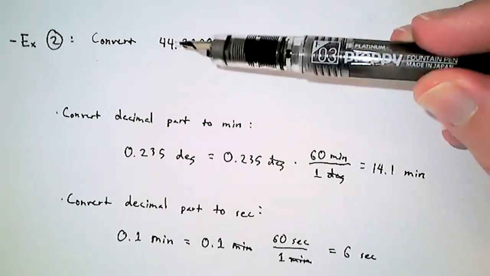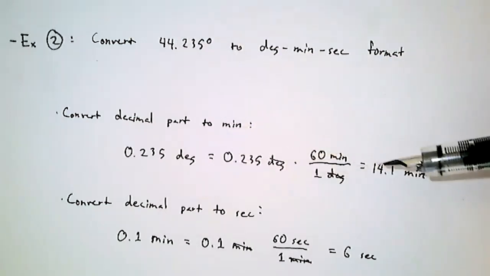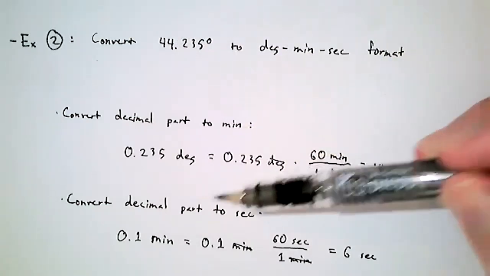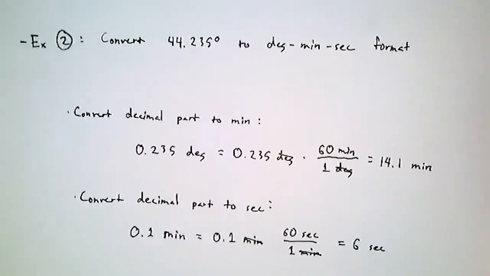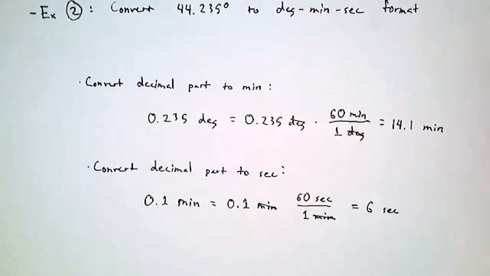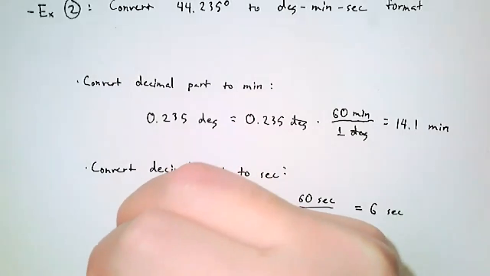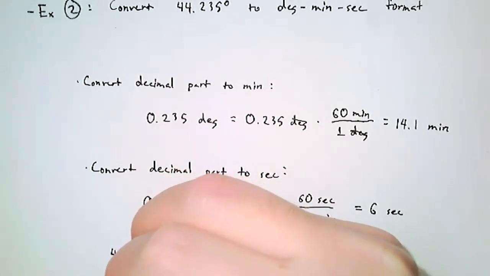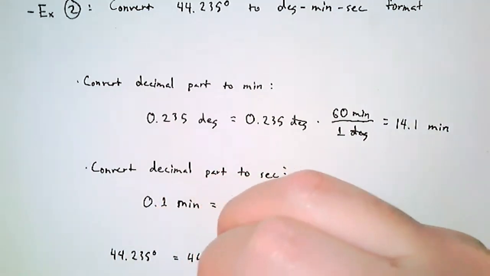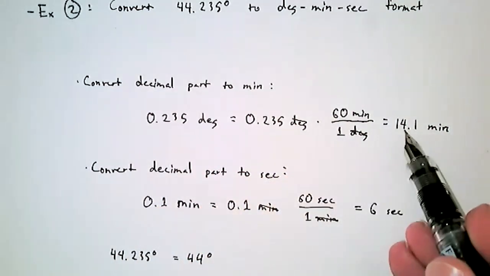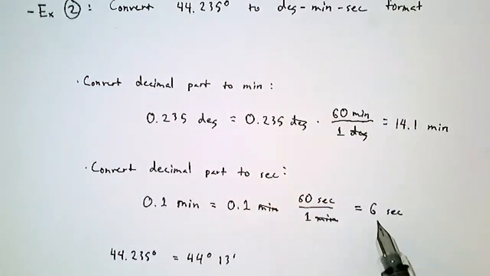Okay, so walking through, we have 44 whole degrees. And then we saw that we had 14 whole minutes. And then finally, we ended with 6 whole seconds. And we can end by writing down the conversion. 44.235 degrees is equal to 44 degrees, 14 minutes, and 6 seconds.